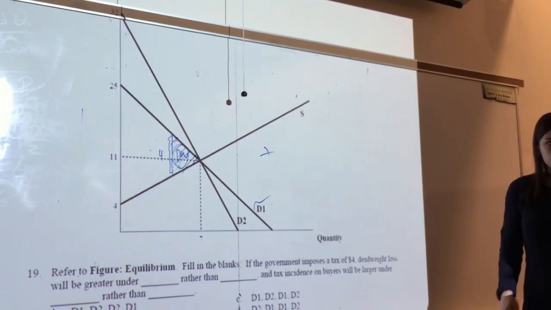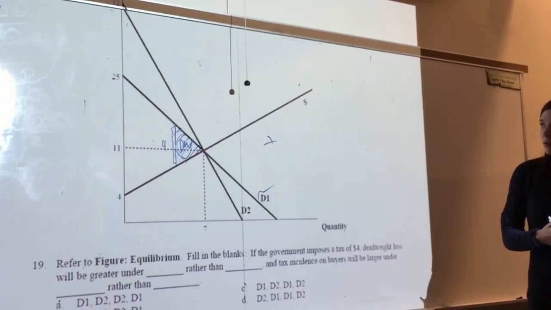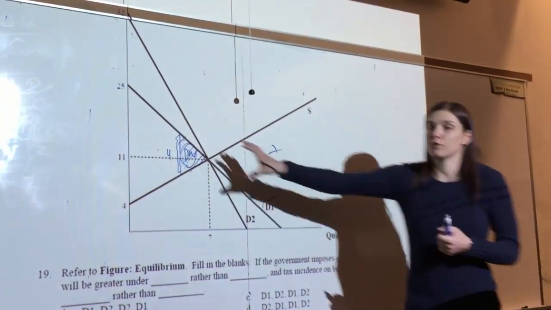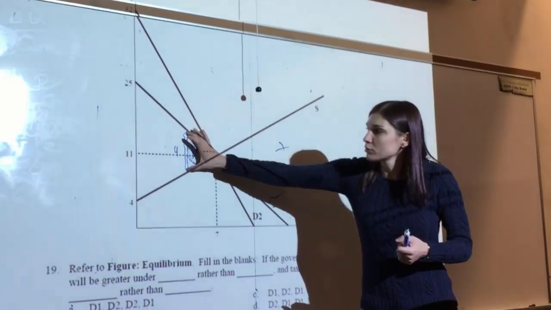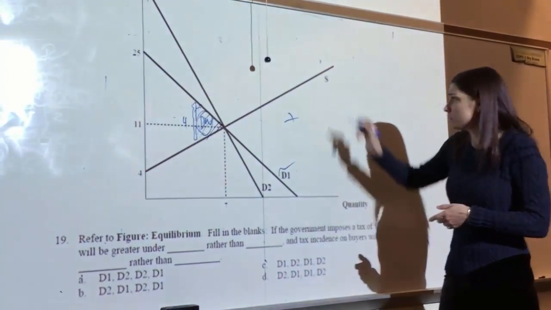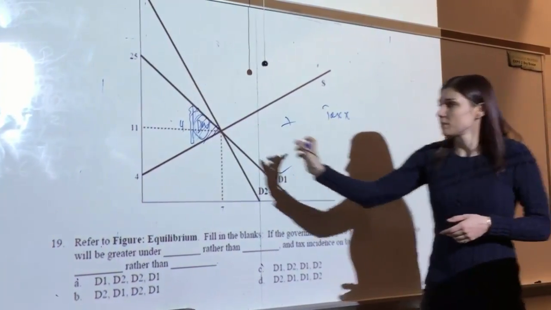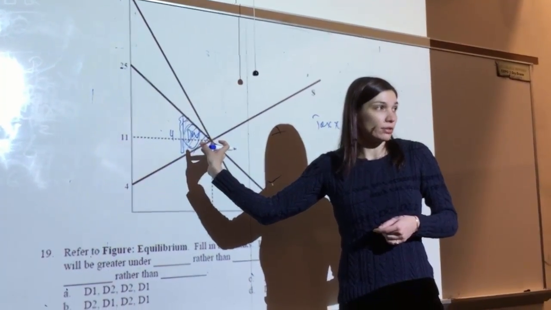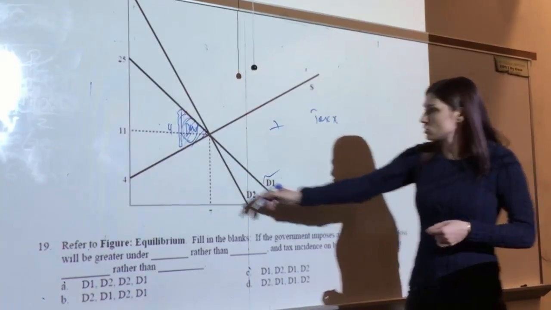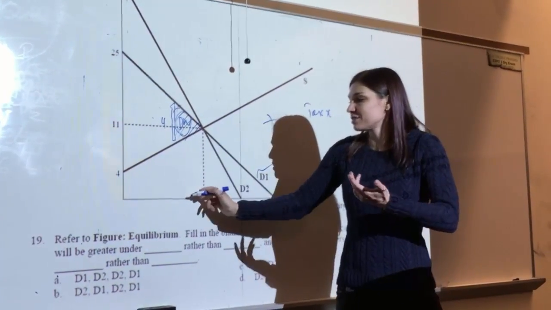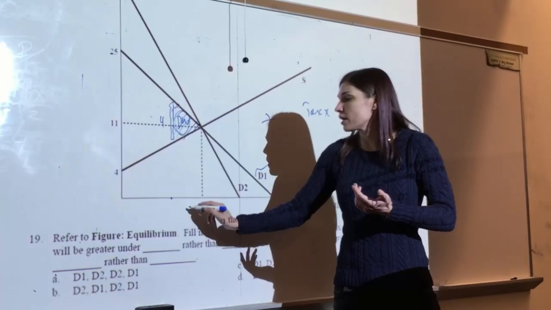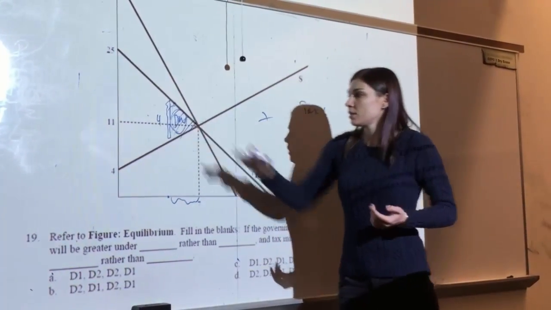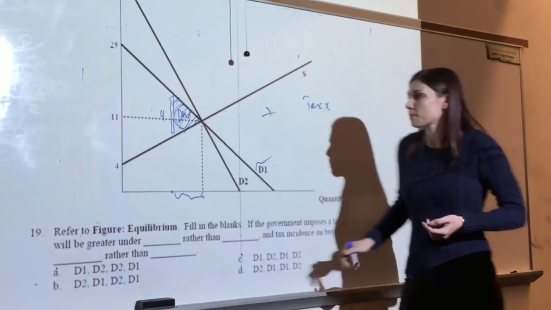Why is that? All right, think of this logically. What is the area of this triangle? Well, it's the amount of the tax times the decrease in quantity in this market, right? So this is the original quantity. This is going to be the quantity after the tax, whatever that is. This is the height, right? If tax is the base, the height of this triangle would be the change in quantity.